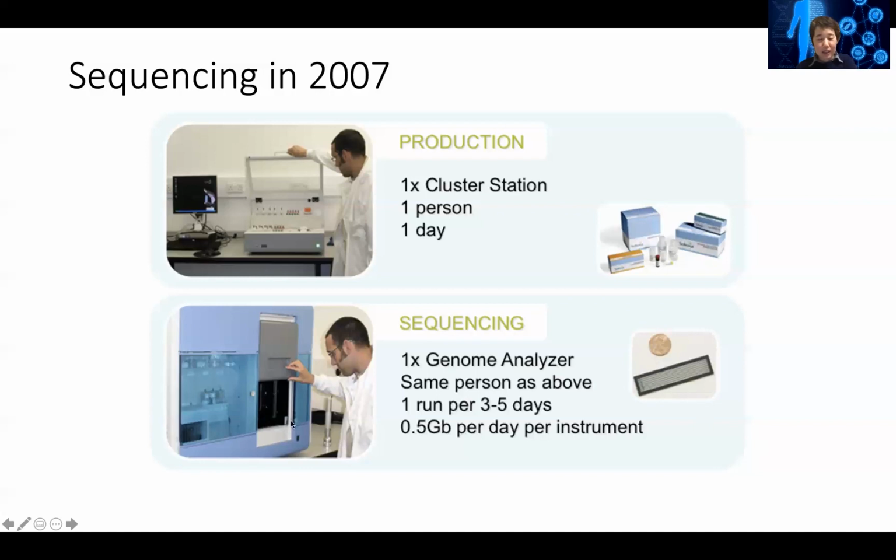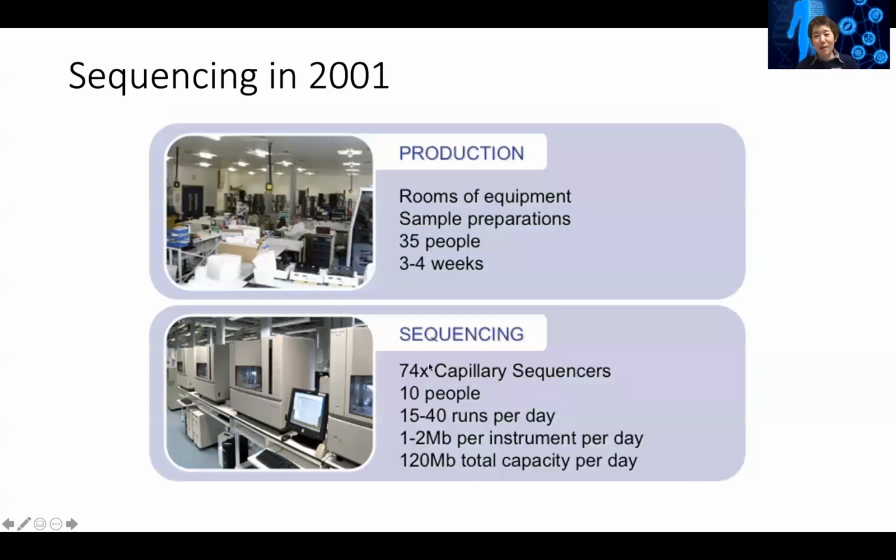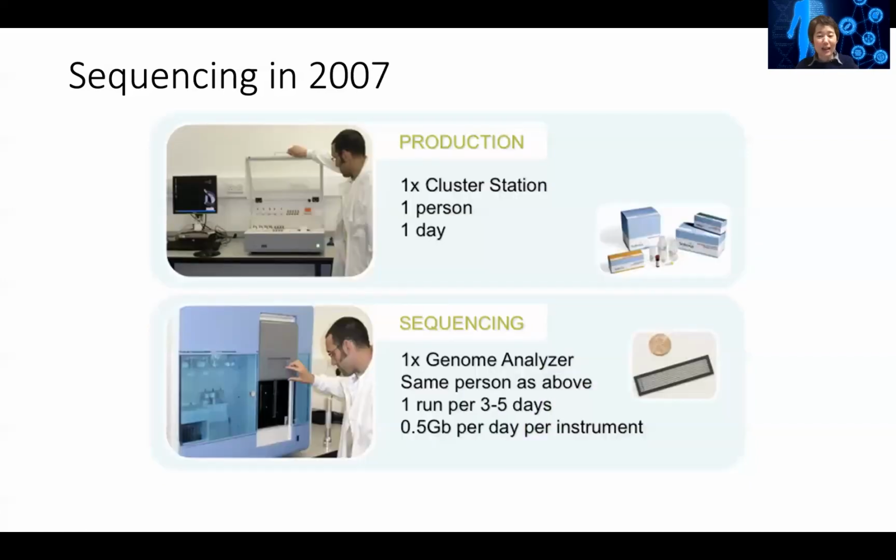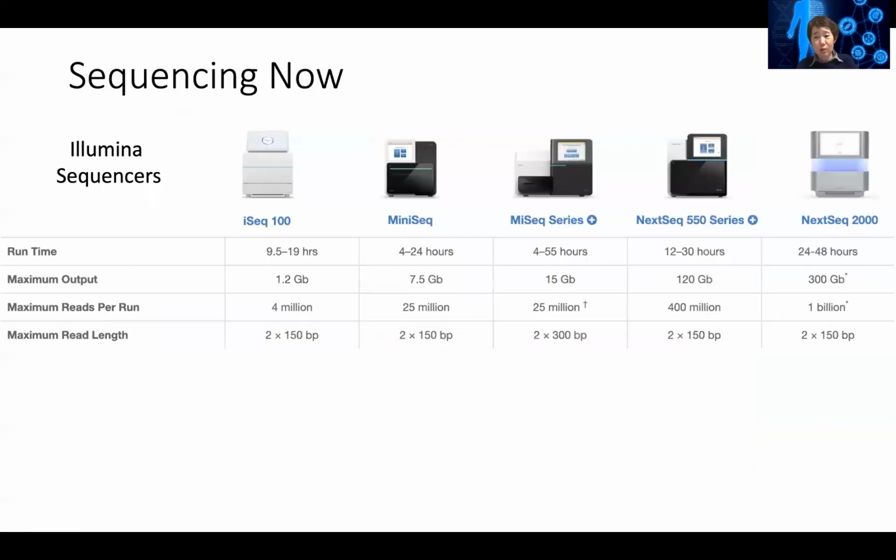And you put this in this machine and start the run, and just once in a while come and check the run. Usually in 3 to 5 days, the run will finish, and this instrument can output 0.5 gigabyte of data per day per instrument, which, compared to 2001, is an amazing progress in the technology. And Illumina was the market leader in this. If you look at sequencing technology now, Illumina is still the market leader.